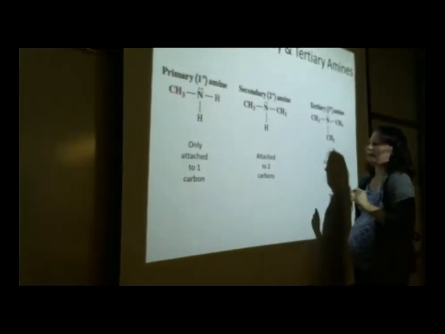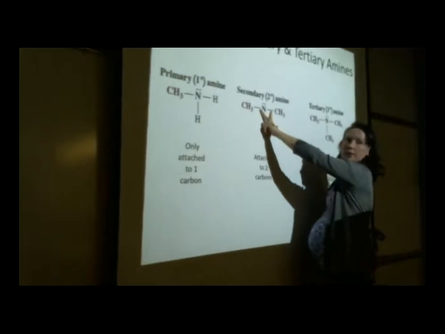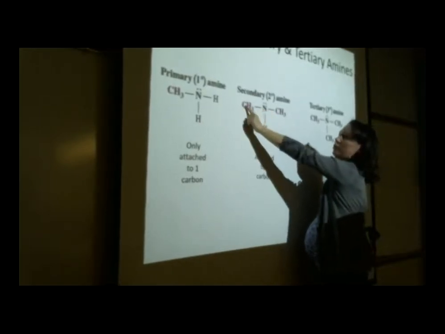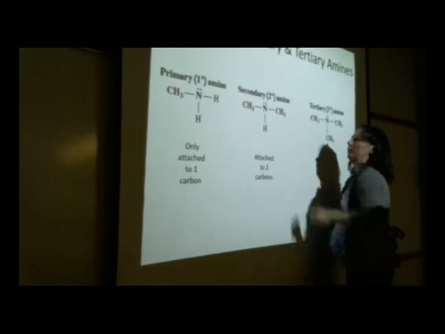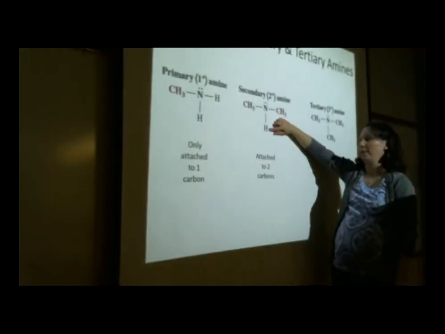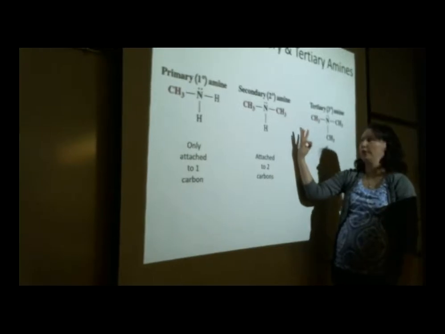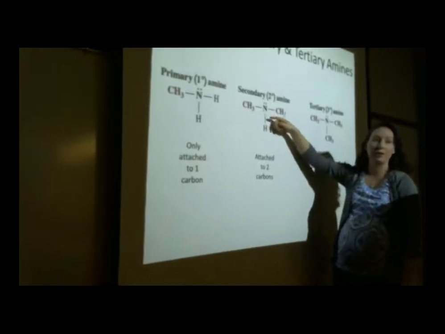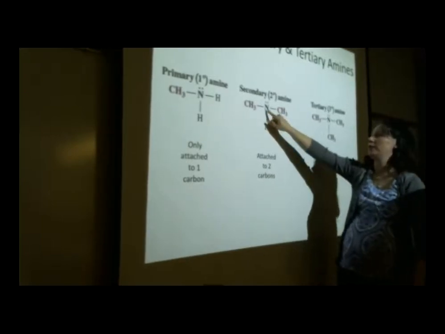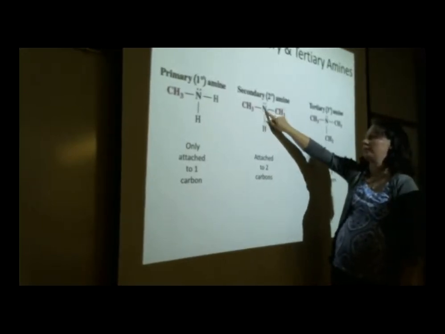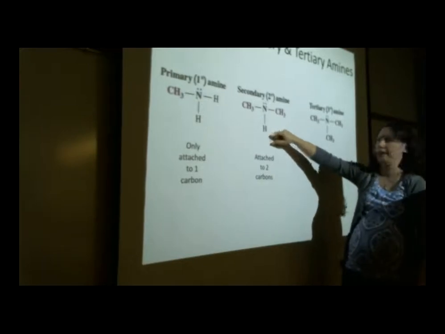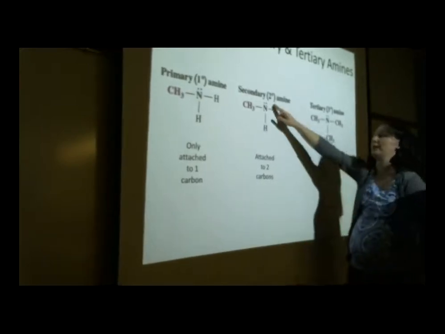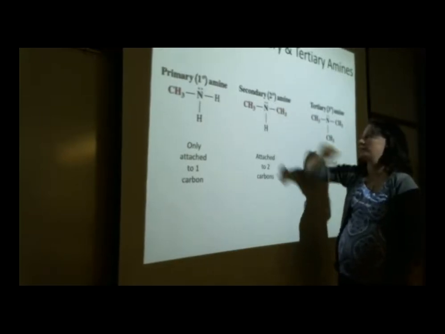A secondary amine is attached to 2 carbons, right? So you notice this nitrogen's attached to that carbon and that carbon, but nitrogen has got to have 3 bonds total, right? So just like carbon's always got to have 4, this nitrogen's always going to have 3. So if the nitrogen's attached to 2 carbons, then that means that there's another hydrogen on there. And then that lone pair of electrons. We call that a secondary amine, right? It's attached to 2 carbons.